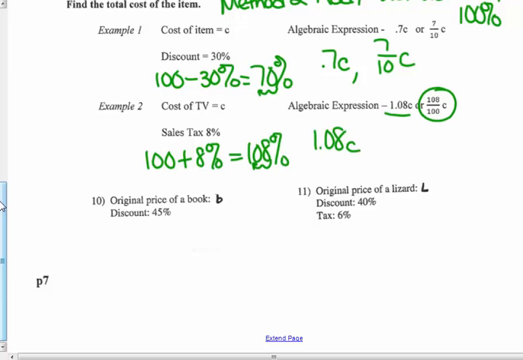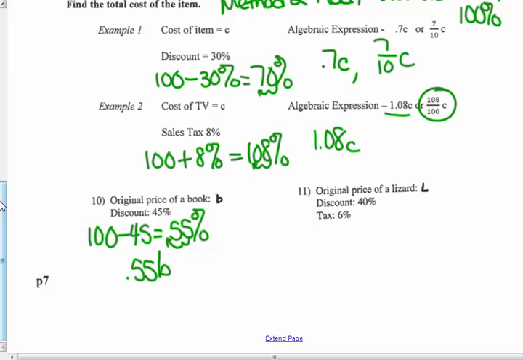The original price of a book B, the discount is 45%. Well, discounts are taken off. It's what you save, so I'm going to subtract, to get my percent, which is 55%. So changing my percent to a decimal and multiplying by the cost of the book. Well, the book is costing B.